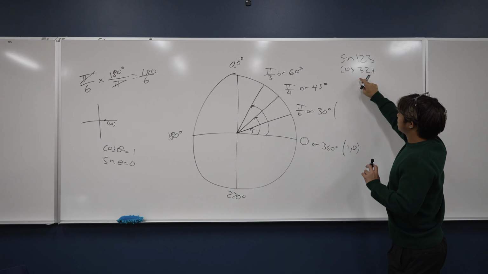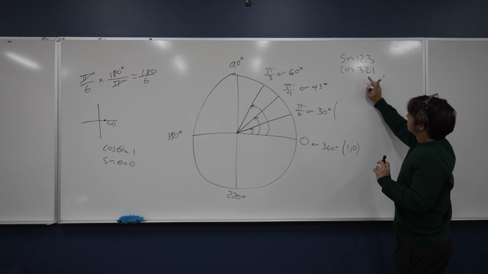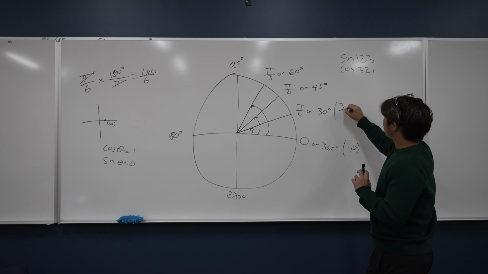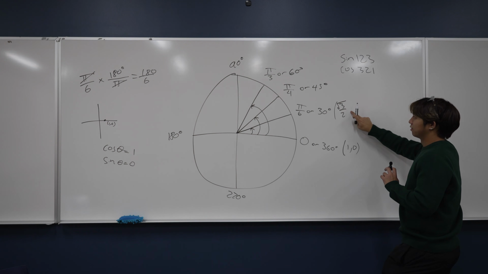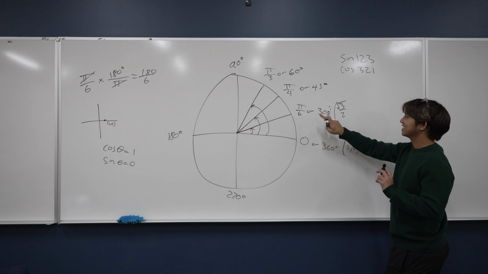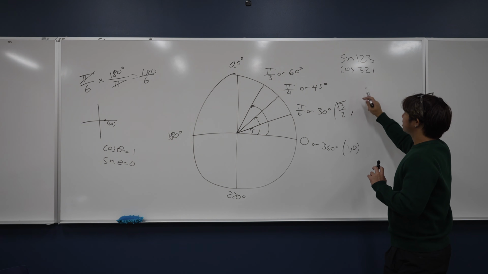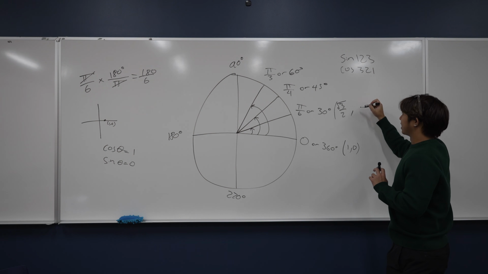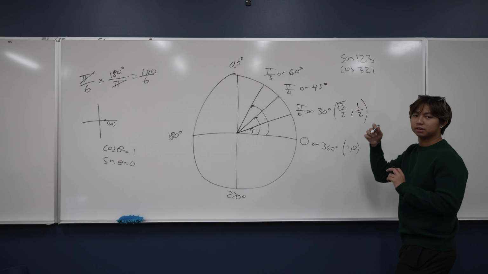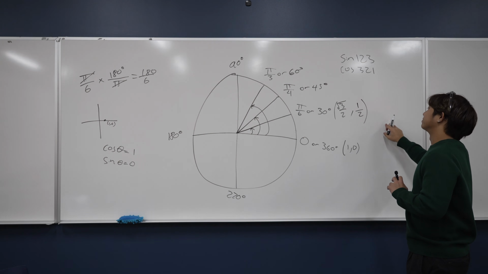So at this first point, this is pi over 6, pi over 4, pi over 3. Cosine 3 is square root 3 over 2. So the first point, pi over 6, is equal to square root 3 over 2, comma, and sine here was 1, so I have 1 over 2. You could also say this is square root 1, but we know square root 1 is just 1, so it's left as 1 over 2.